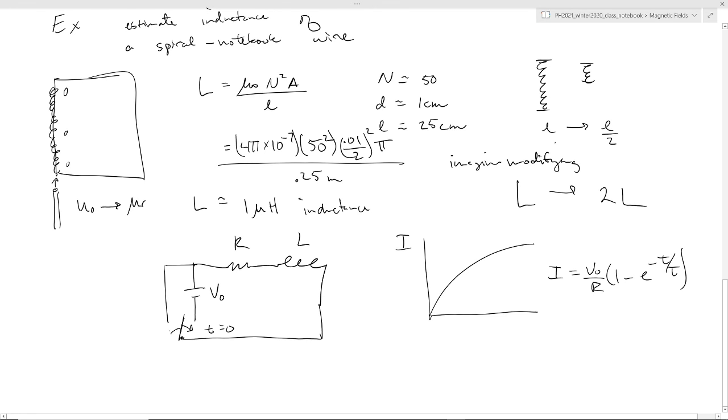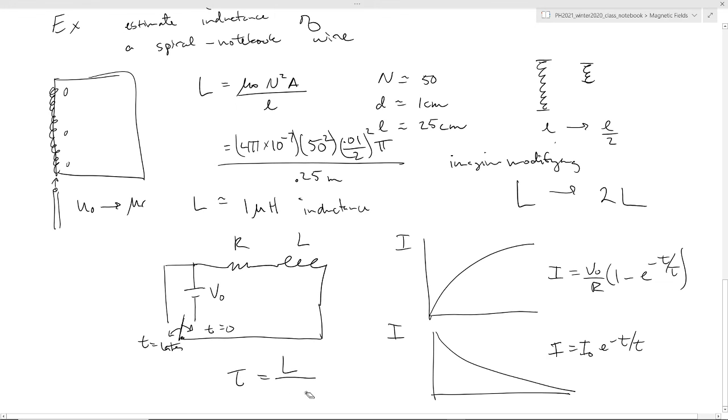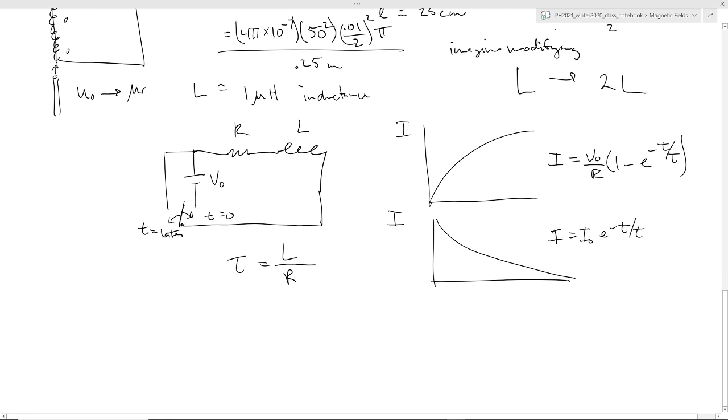And then, if you then opened the switch so that you discharged this at some later time, what you would see would be the current decay, very similar to a discharging capacitor. The difference, though, is that for this kind of circuit, tau, instead of being RC, is the inductance over the resistance. And so you could imagine doing problems with that.